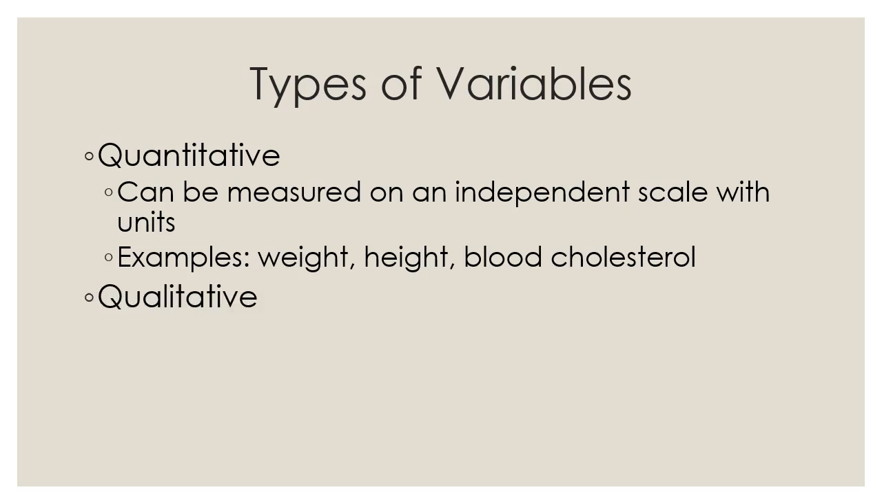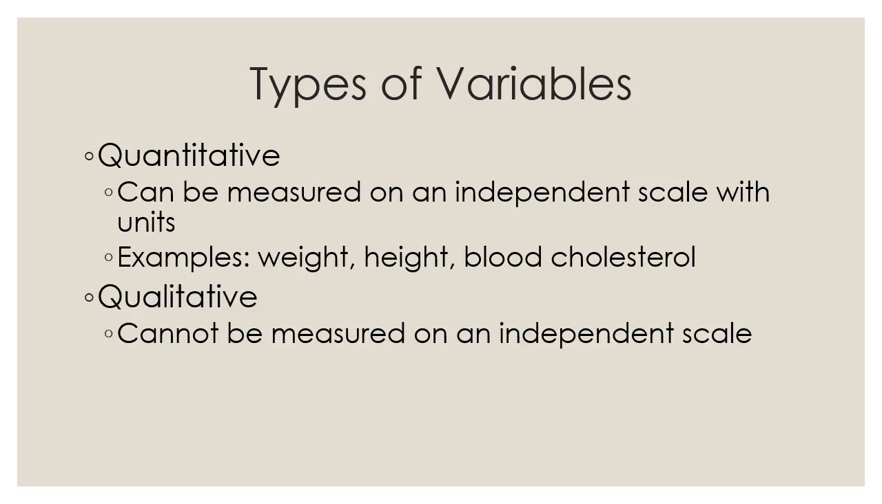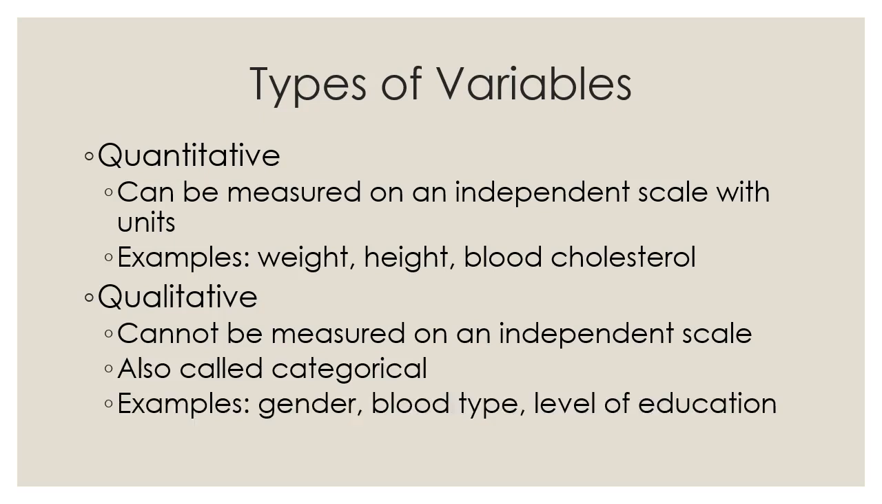Then we have qualitative variables. These cannot be measured on an independent scale, and they can also be called categorical. And some examples are gender, blood type, level of education.